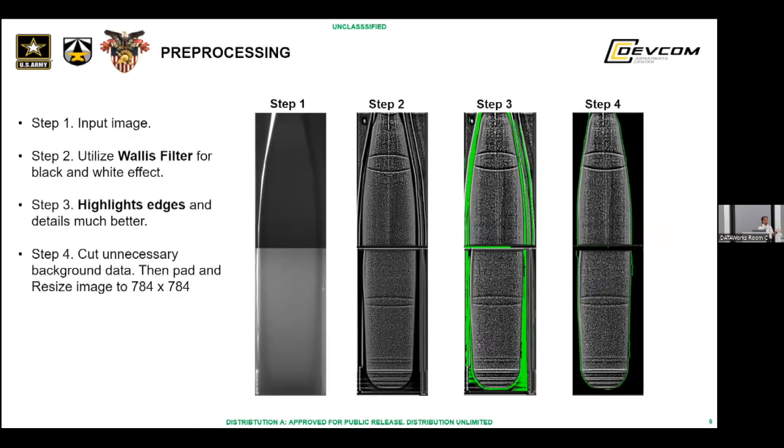So when we receive the images, we send them through a pre-processing. It was 4-step in nature. The first step was taking the input image. The second step was applying a Wallace filter to magnify the black and white pixels in the image. And the third step was to do edge detection. So that's what you see in the green. And the final step is to cut the unnecessary background data. And then I just added and resized the images into an aspect ratio where I wouldn't lose data, but it was going to be readable for my CNN.